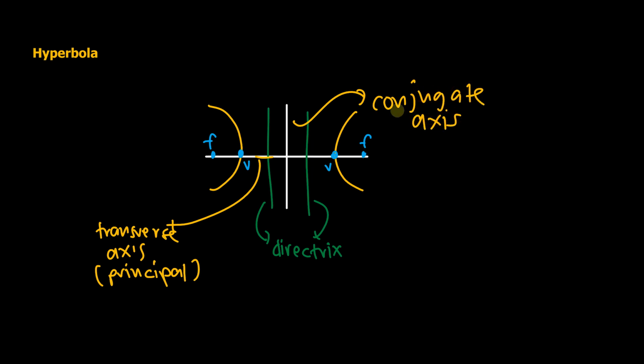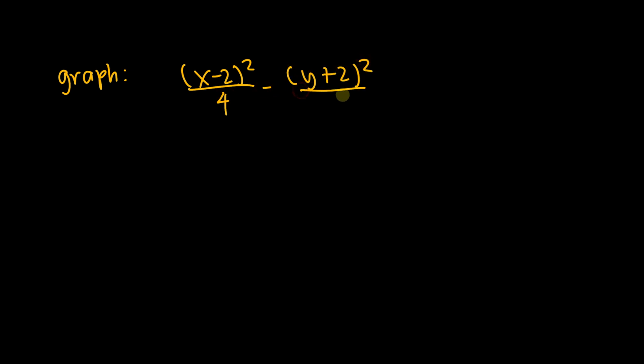Okay? So, say for example, class, let's graph this. For the equation, say the given is (x minus 2) squared over 4 minus (y plus 2) squared over 9 is equal to 1. Say for example, we will graph it. When we graph this, your center is at (2, negative 2).